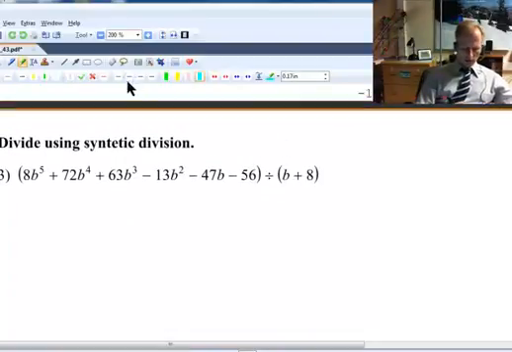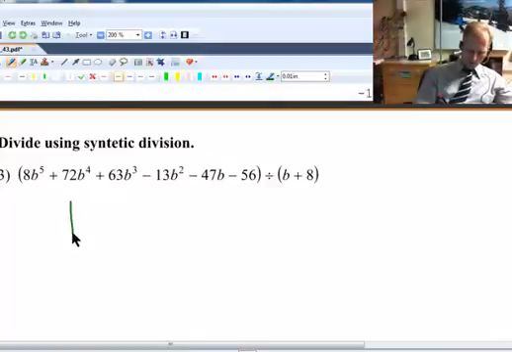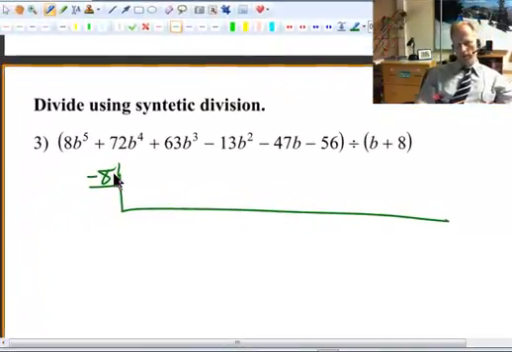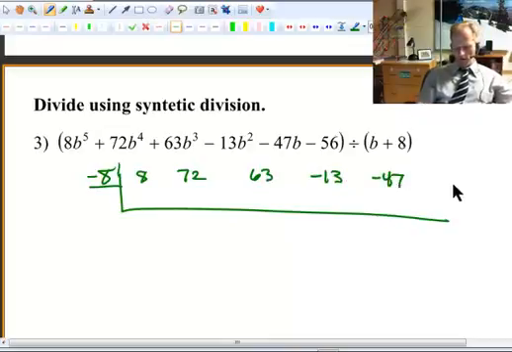Alright, and lastly I'm going to do a problem that uses synthetic division to divide. So what I need to do is write the synthetic division symbol, and this 8 gets put into the divisor position, except I need to reverse its sign, and I'm going to write the coefficients of the dividend across the top. So I always start synthetic division by bringing down the first term, which is an 8.